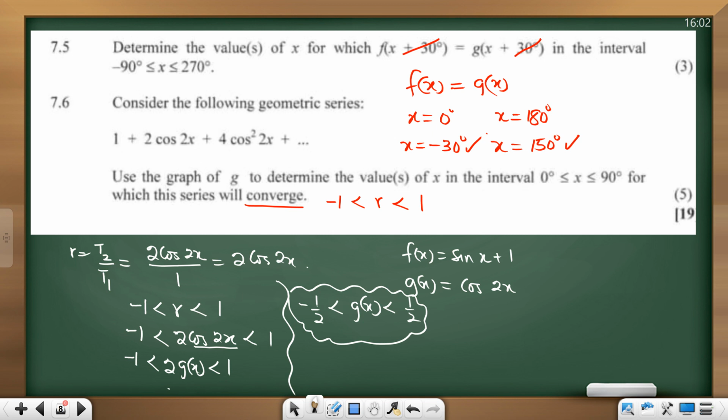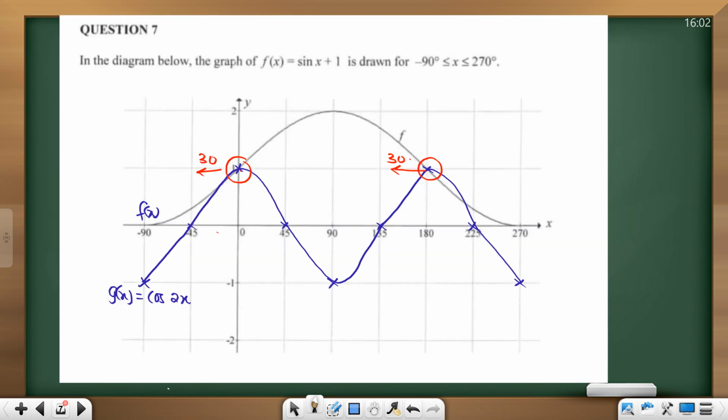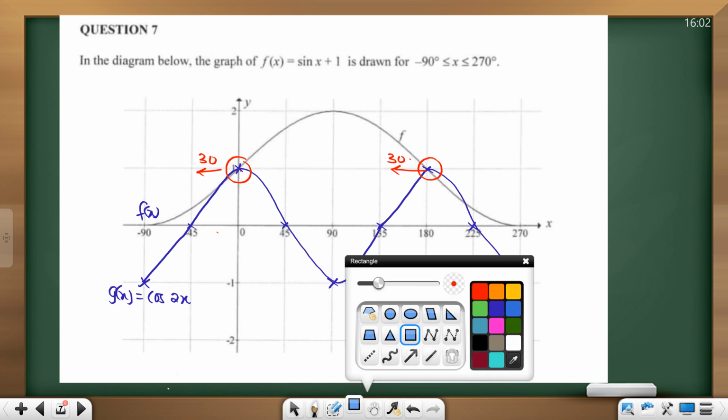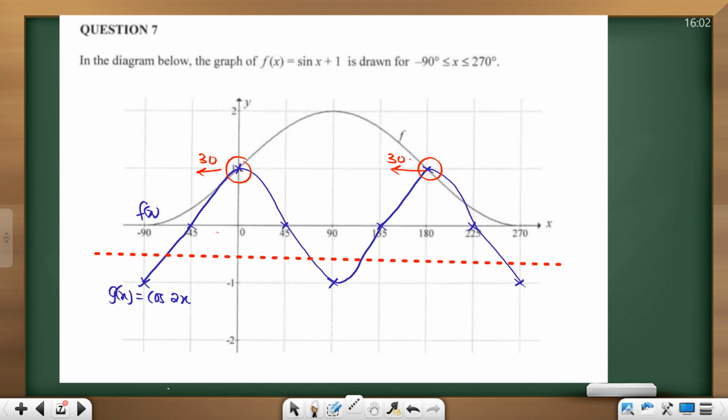Mary, please, can you make your question clear? Where is x? I'm lost with that question. So we're looking at what? Negative half and half. Let's do this. Let me try to do this. I hope this would make sense. My negative half is somewhere there, right? And my positive half is somewhere there. Are we okay? But we are only looking at what? What's the domain? 0 and 90.